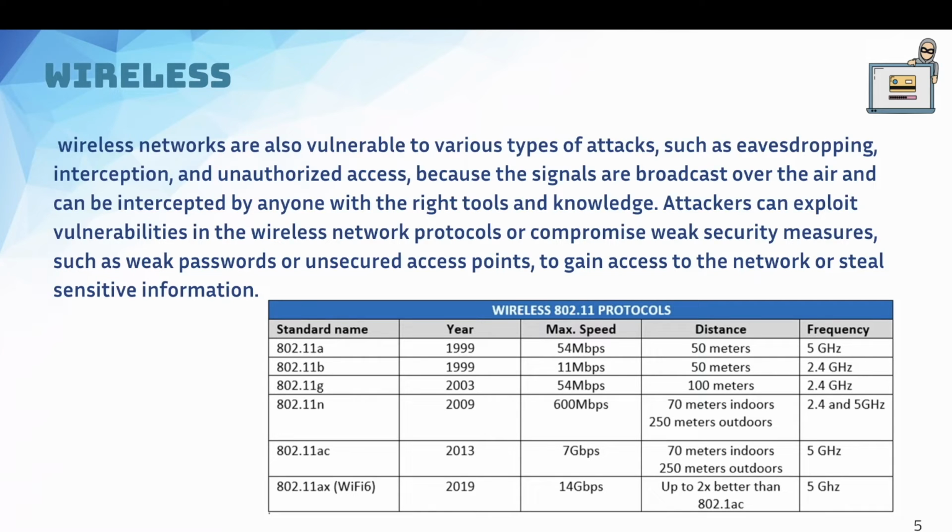of course, such as eavesdropping, interception, unauthorized access. This is because these signals are broadcast over the air. Anybody can pick up a wireless signal, and they can intercept that with the right tools and with the right knowledge. They can even decode it, especially if these packets aren't sent super securely. Attackers can exploit vulnerabilities in this wireless protocol or compromise weak security measures, such as weak passwords or unsecured access points, to gain access to the network or steal sensitive information.